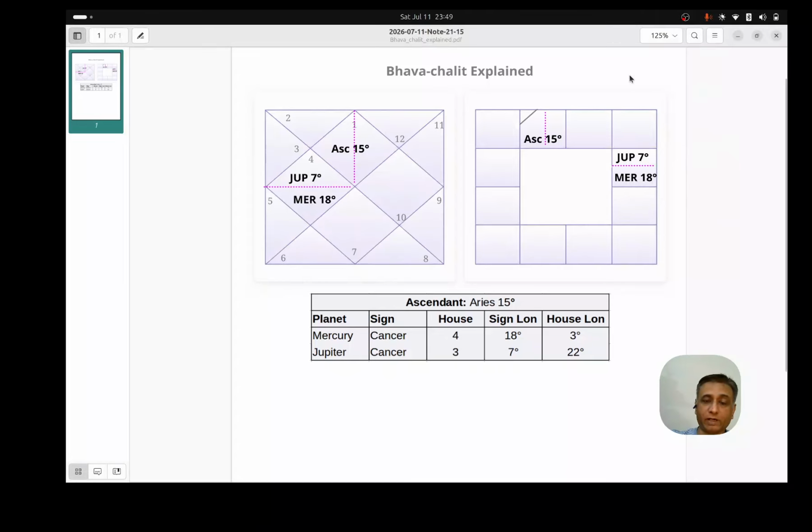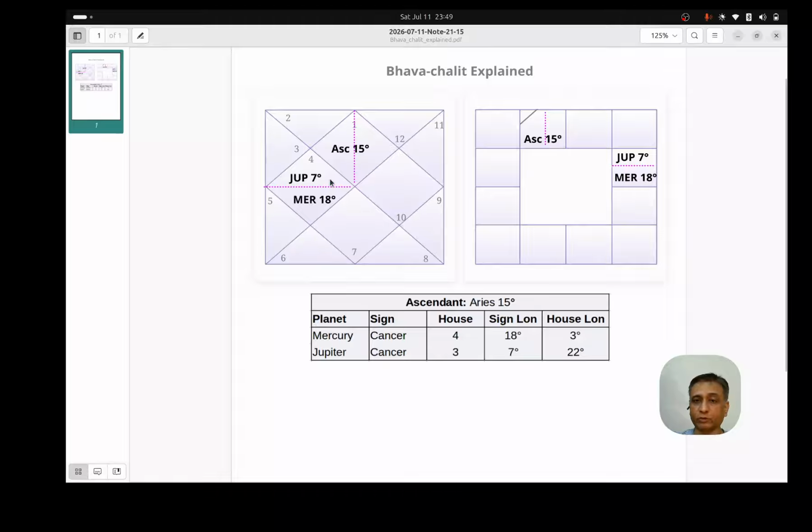The mystery of how Chalit chart works, and any confusion in it, will be resolved in this video. Okay, so let's take an example of a chart of Aries ascendant, and the rising degree is 15 degrees, as you can see in the example. Now the fun here is there are two planets in Cancer.